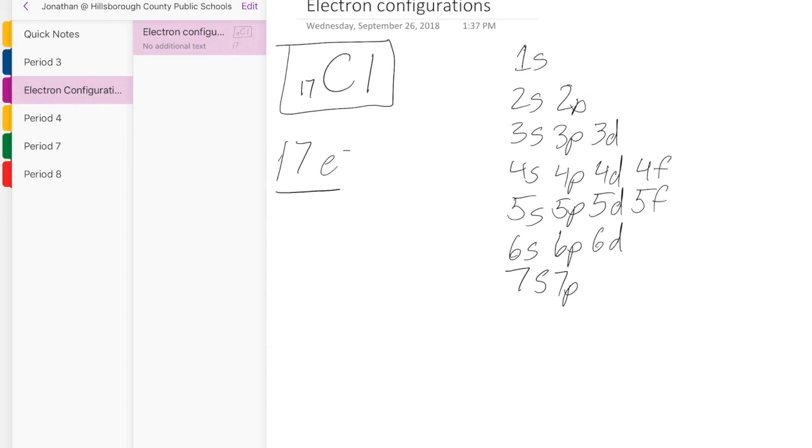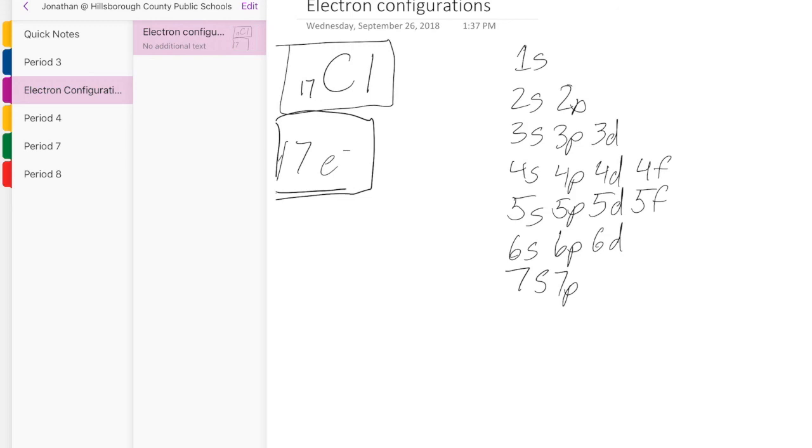Okay, so we just finished discussing the number of electrons for chlorine being 17. As you can see right here, chlorine has 17 electrons. So what we need to do is put every single one of those into a spot. We need to start with 1s because that is our first and lowest energy level. So we're going to start with 1s.